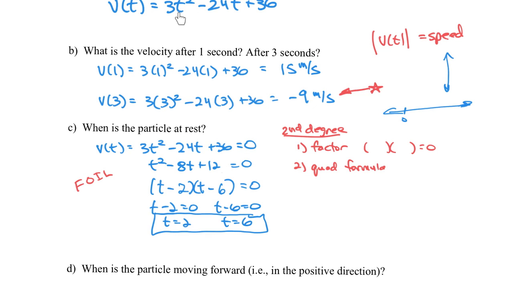If I plug in a 2 here, I get 3 times 2 squared, which is 3 times 4, which is 12. Minus 24 times 2, which is minus 48. So 12 minus 48 is -36, plus 36 is 0. And the same thing would work for the 6. So let me just add this. Okay, so the particle is at rest at t equals 2 seconds and t equals 6 seconds.